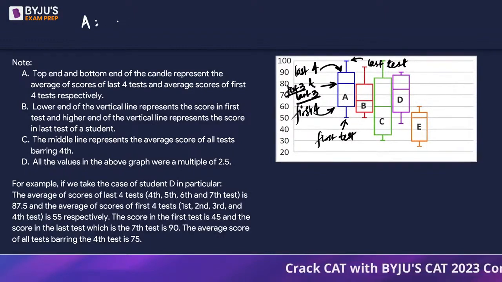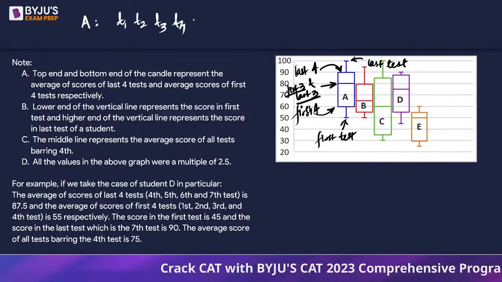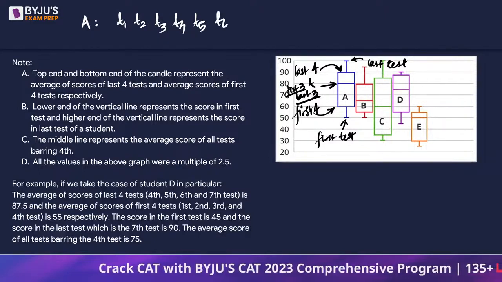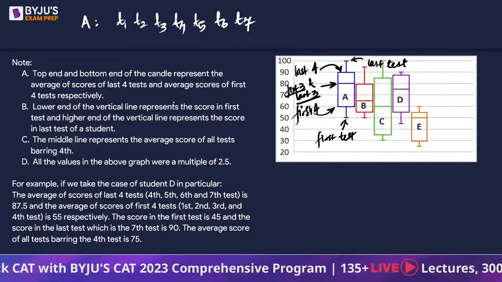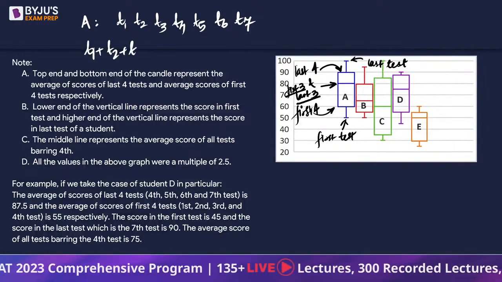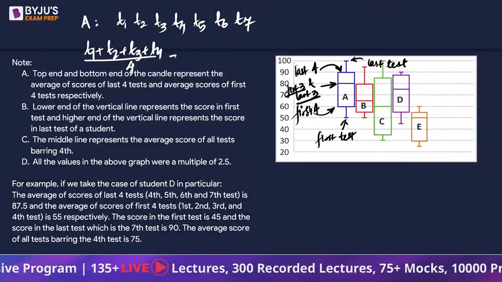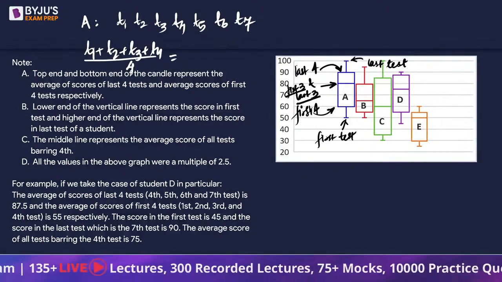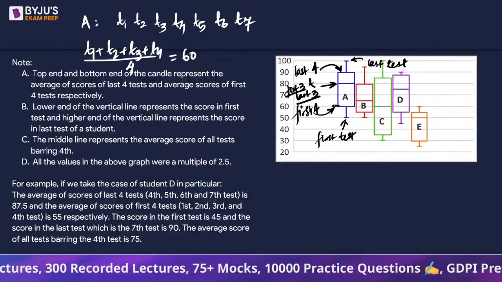This guy must have written 7 tests, right? T1, T2, T3, T4, T5, T6 and T7. He has written 7 tests. If we look at the first 4 tests, T1 plus T2 plus T3 plus T4, its average is given as this bottom line, which is 60, right? This is 60.